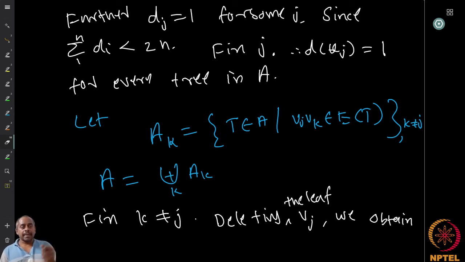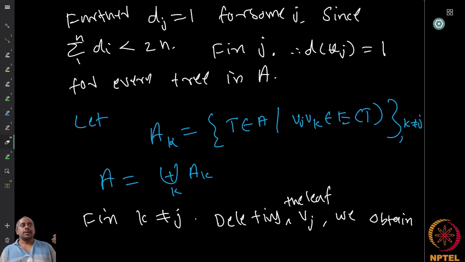Now we collect these neighbors, and then make another set like this. For every tree in A, let A_k be the set of all trees such that VjVk is an edge in the tree. Because Vj has a unique neighbor, it is going to be exactly one k for a given tree. That k will be different from j because there is no loop in our trees.